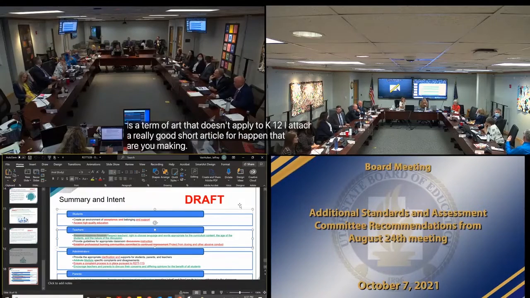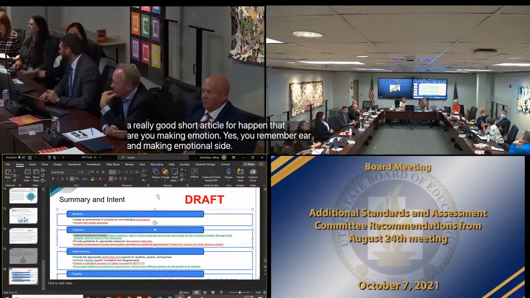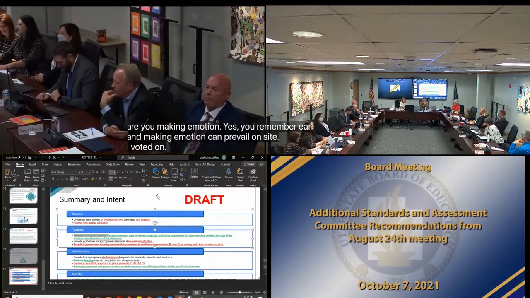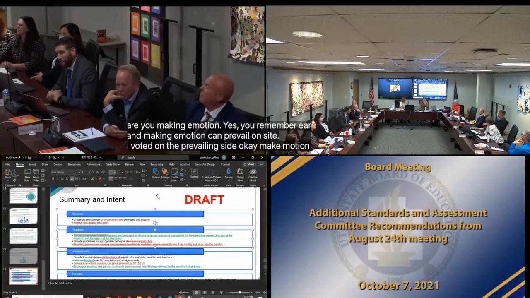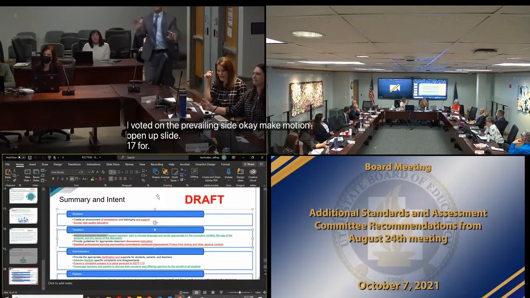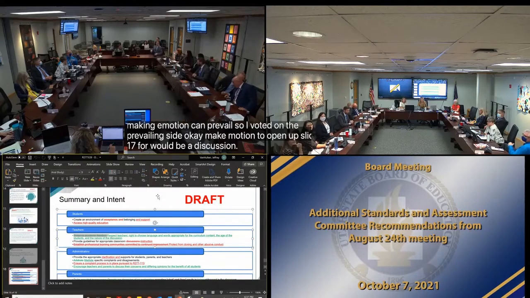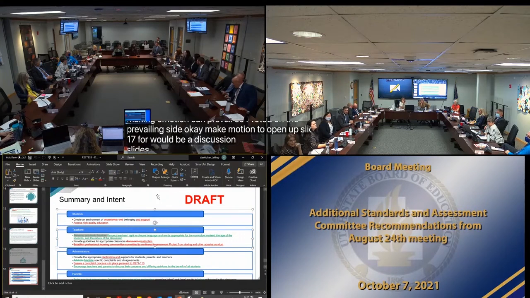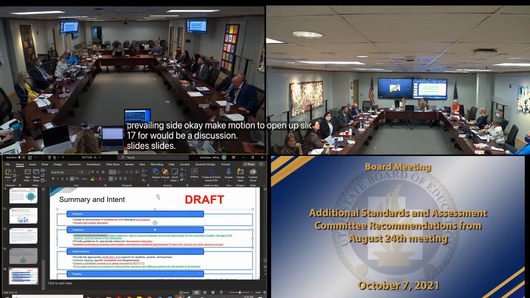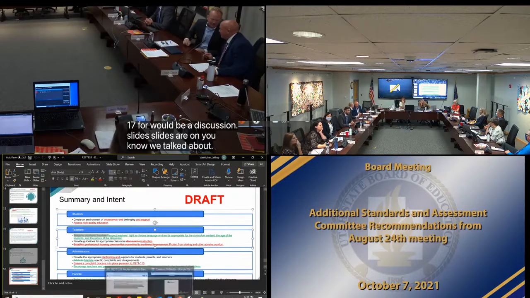Are you making a motion? Board Member Lear, are you making a motion? I can't because I didn't vote on the prevailing side. I'd like to make a motion to open up slide 17 for discussion. We can't open up slides. The slides aren't on the agenda. The notes are on the agenda. We talked about it, but they said because it's not on the agenda.